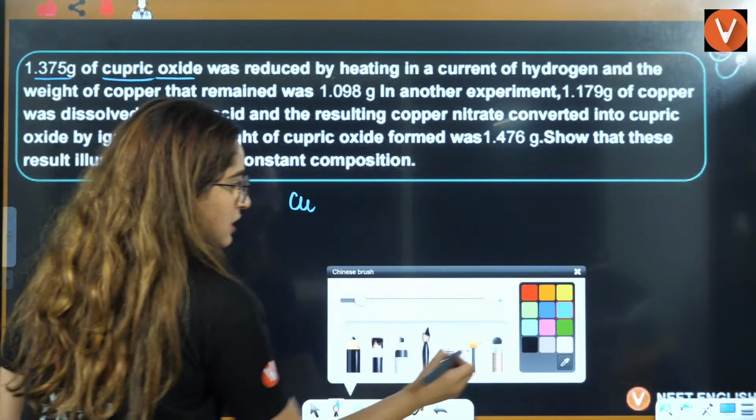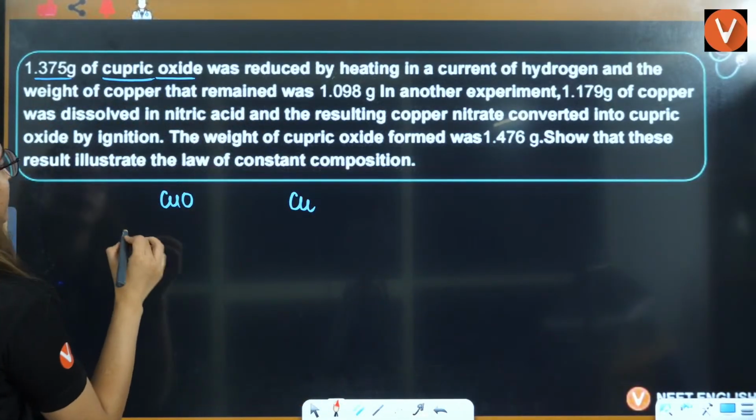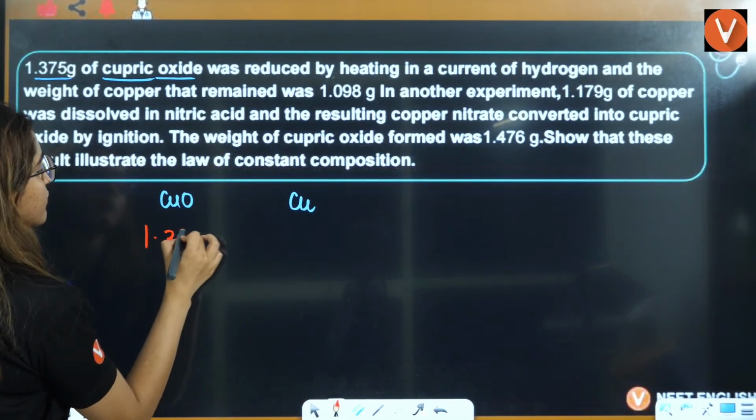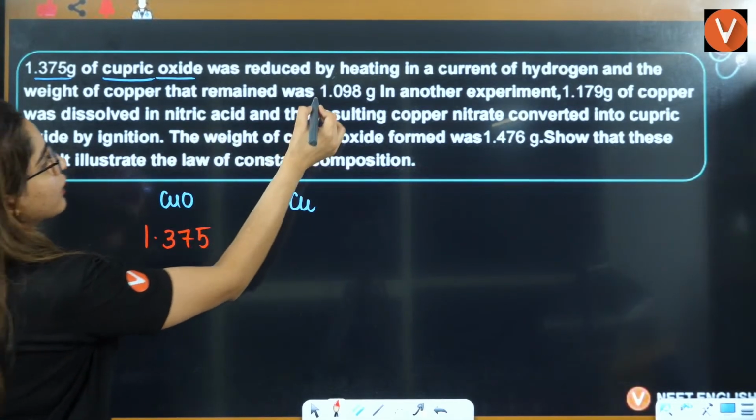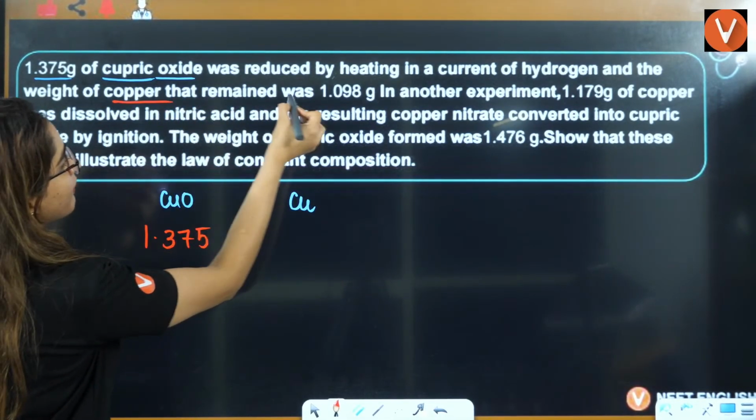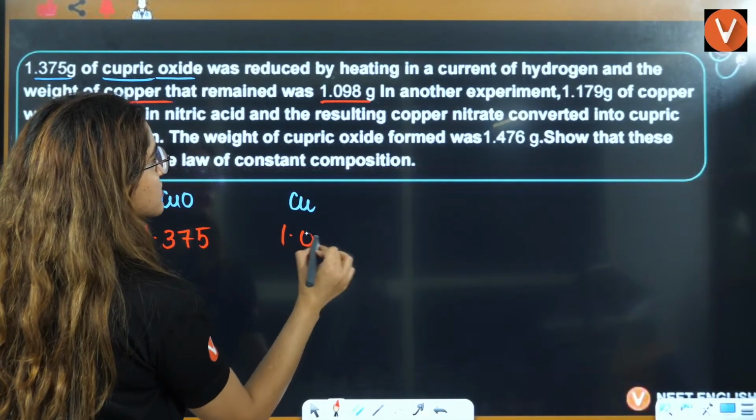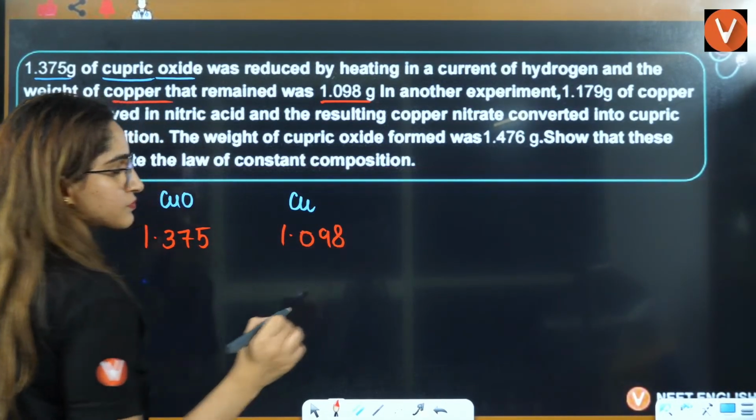remained was this. Now, if I see this experiment here, in cupric oxide you have 1.375, and the copper that remained was this, that means 1.098. Okay?